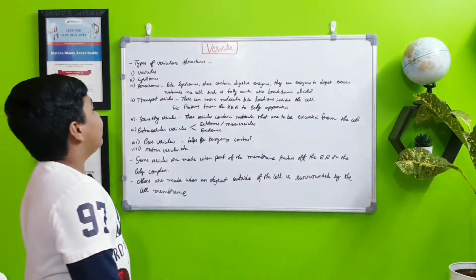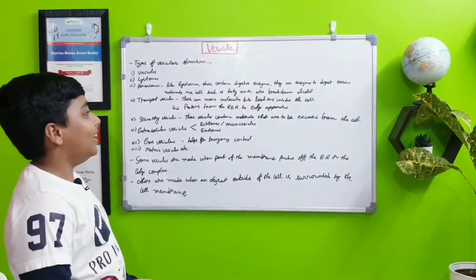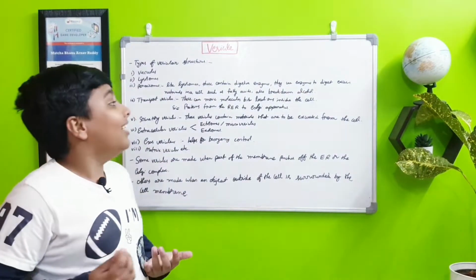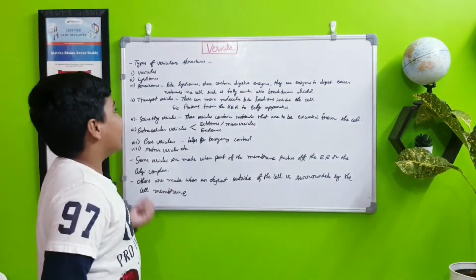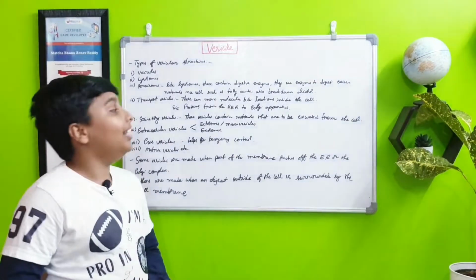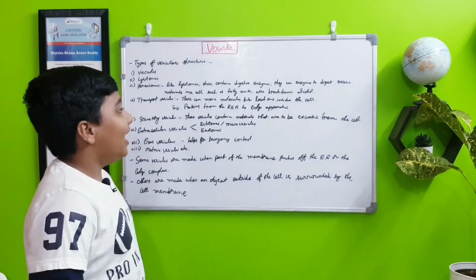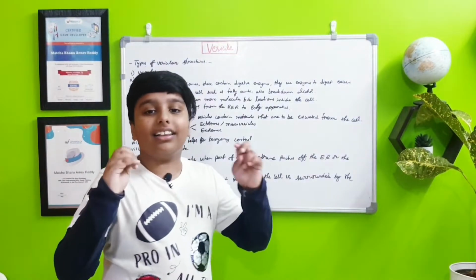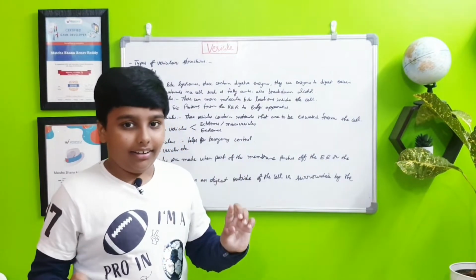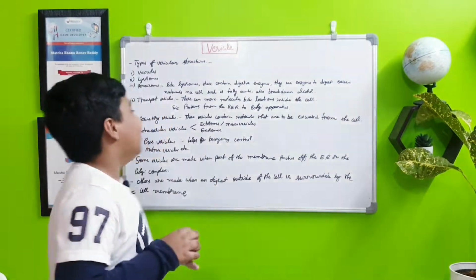Next, peroxisomes, a big name for vesicles. Like lysosomes, these contain digestive enzymes. They use enzymes to digest excess nutrients in a cell, such as fatty acids, and also break down alcohol.